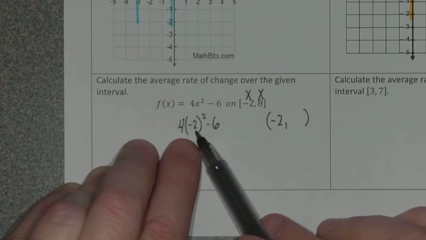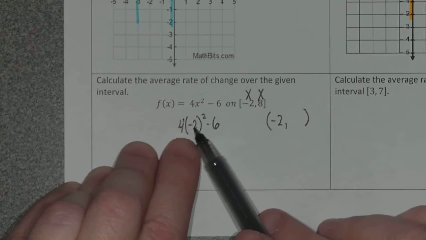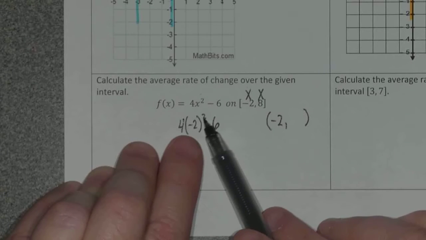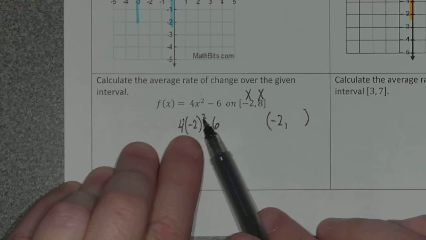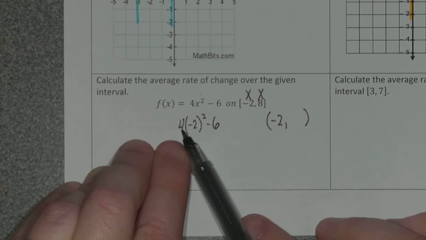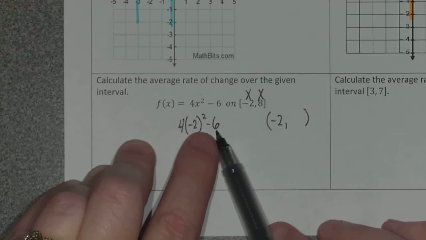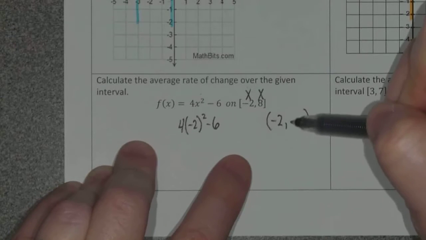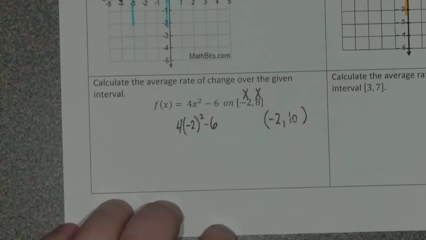Okay. So order of operations says exponents first. So -2 squared would be -2 times -2, which is +4. 4 times 4 is 16, and 16 minus 6 is 10. So when you put -2 in, you get 10 out.